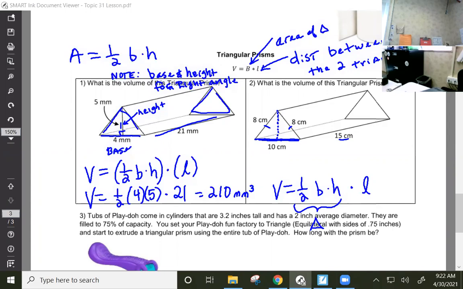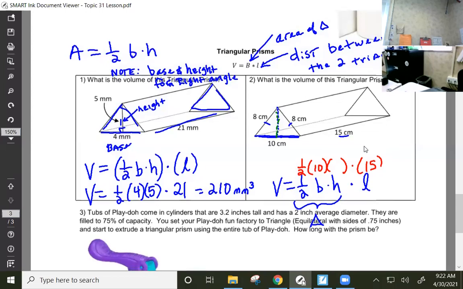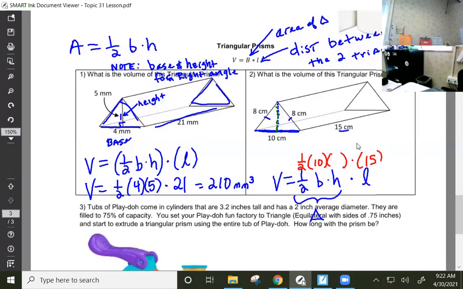Again, we have a lot of stuff. We have half, the base is 10, we don't know the height yet, and we know the length is 15. So I've got to do a little work to find this. I have to recall isosceles triangles, and that's the hardest part. Oh man, I can't remember anything about isosceles triangles. Okay, well, isosceles triangles, I'm gonna draw right here. There's your 10, there's your 8, and your 8.